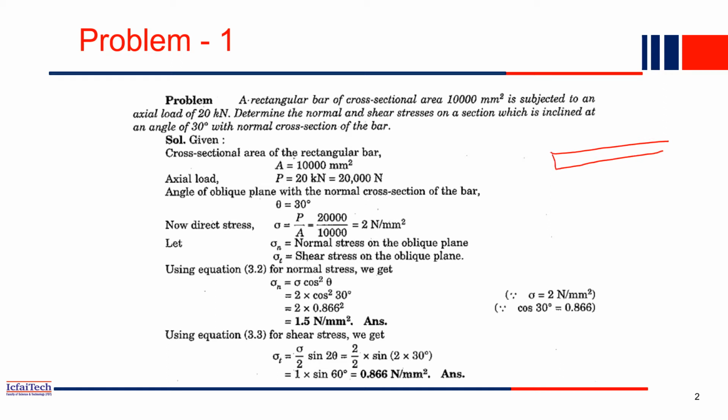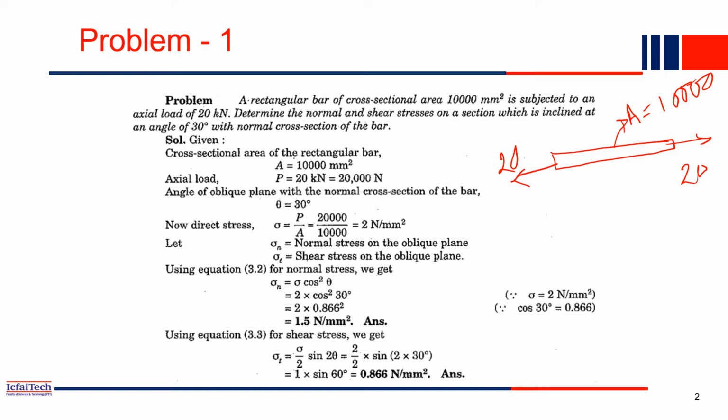A rectangular bar of cross-sectional area. The cross-sectional area is given. A is already given to you, so it is 10,000. Now it is subjected to an axial load of 20 kilonewtons. So you can see the axial load applied is 20 kilonewton.